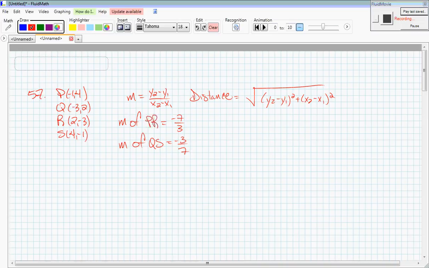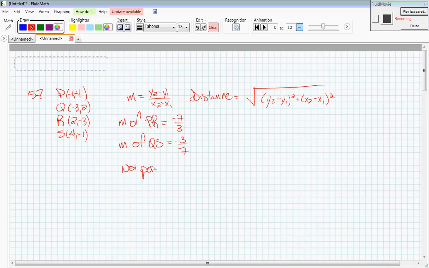Now, if you look at these quickly, you might make a mistake. These are in fact reciprocals, but they're not opposite reciprocals. Opposite means they're different signs. Both of these are negative. They are reciprocals, not opposite reciprocals, so these are not perpendicular.